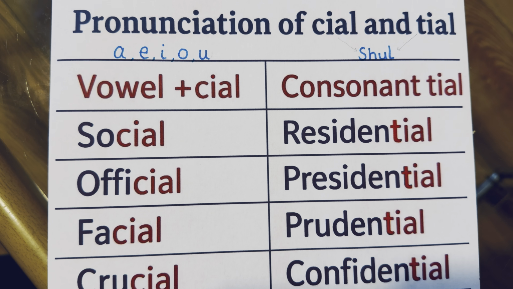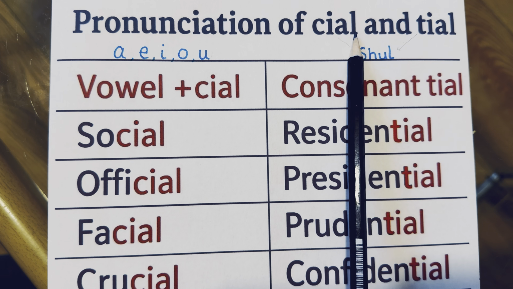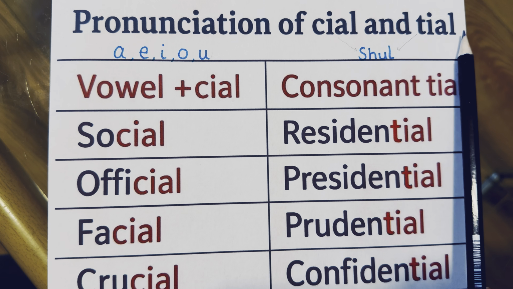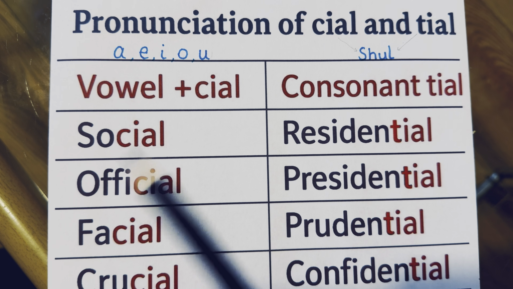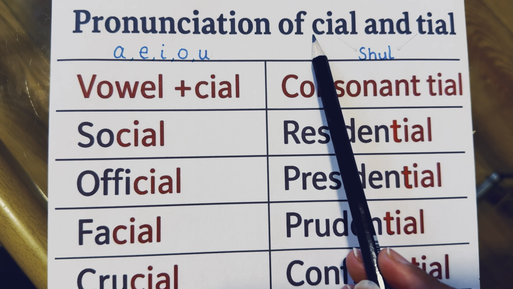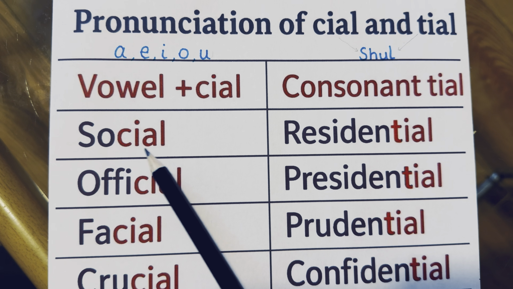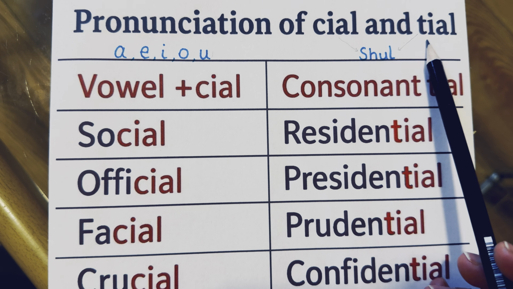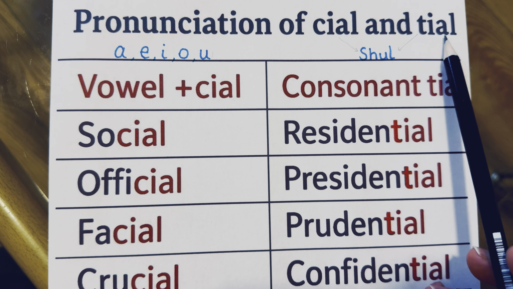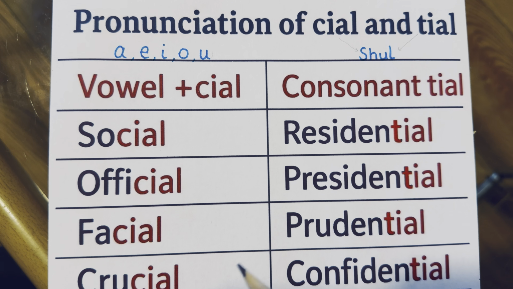In today's video, we will learn very useful pronunciation of CIAL and TIAL. Whenever you see CIAL together in a word, we will make sound "shall," as in social. And same here, whenever you see TIAL together in a word, we will make sound "shall," as in residential.